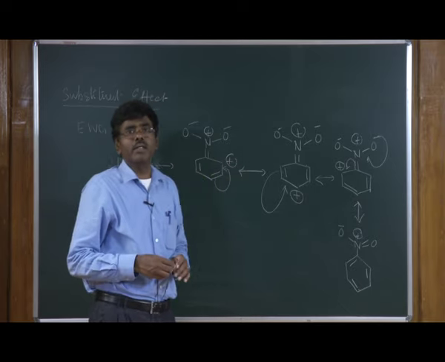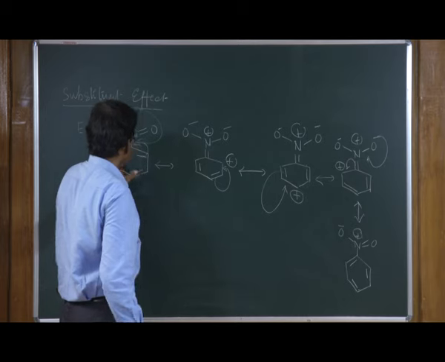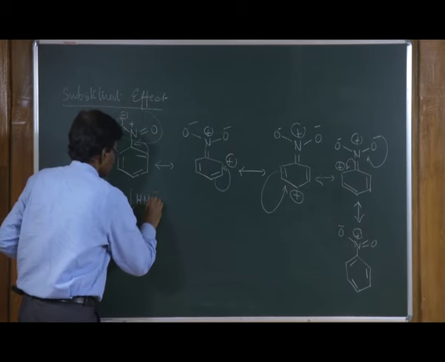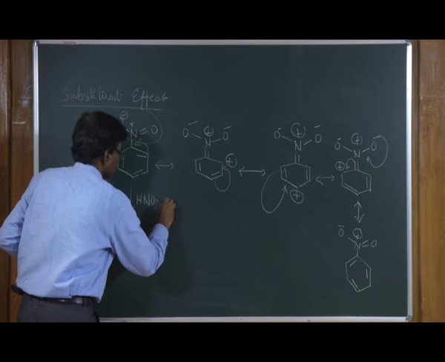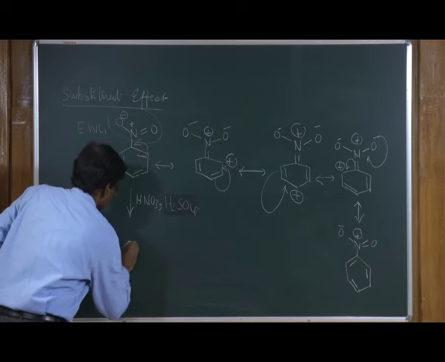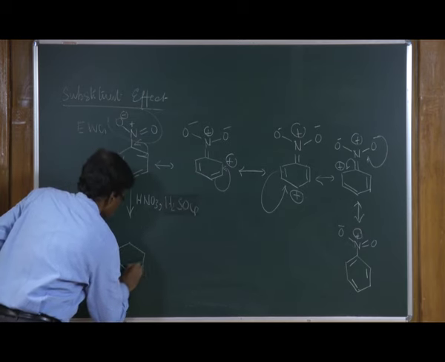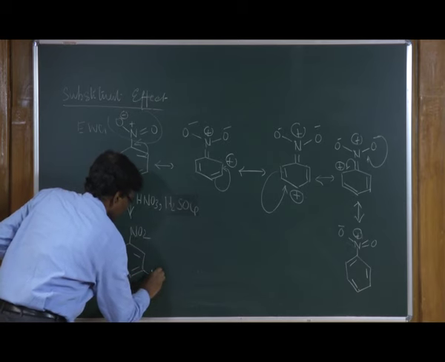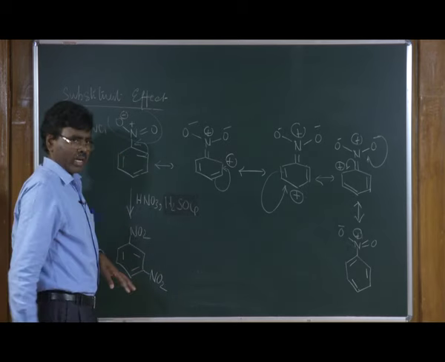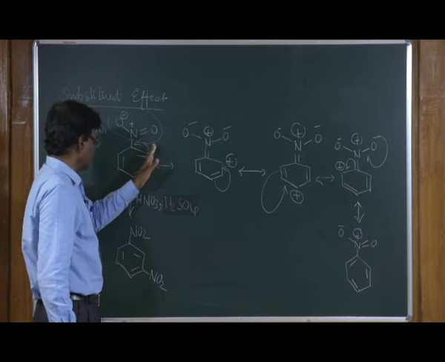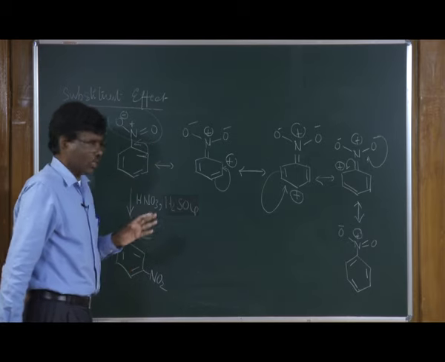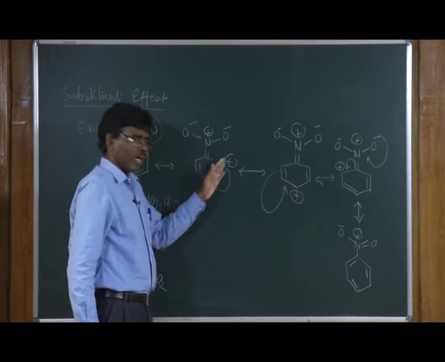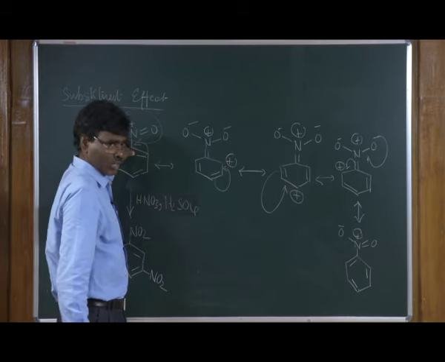Therefore, for example, if you do the nitration in this system, you will end up with meta-dinitrobenzene as a product compared to the ortho and para dinitrobenzene, because the electron density at these carbon atoms is less when you have the electron withdrawing group.